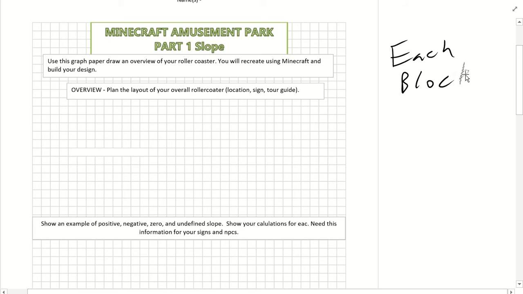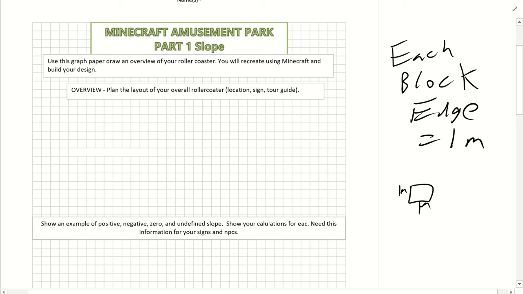edge is going to equal 1 meter. So each time you have a block, it's 1 meter by 1 meter. That'll make things easier on you, and you'll see it'll be easier to calculate your slope and all that type of thing. So to go along here, I'll just draw a basic one.